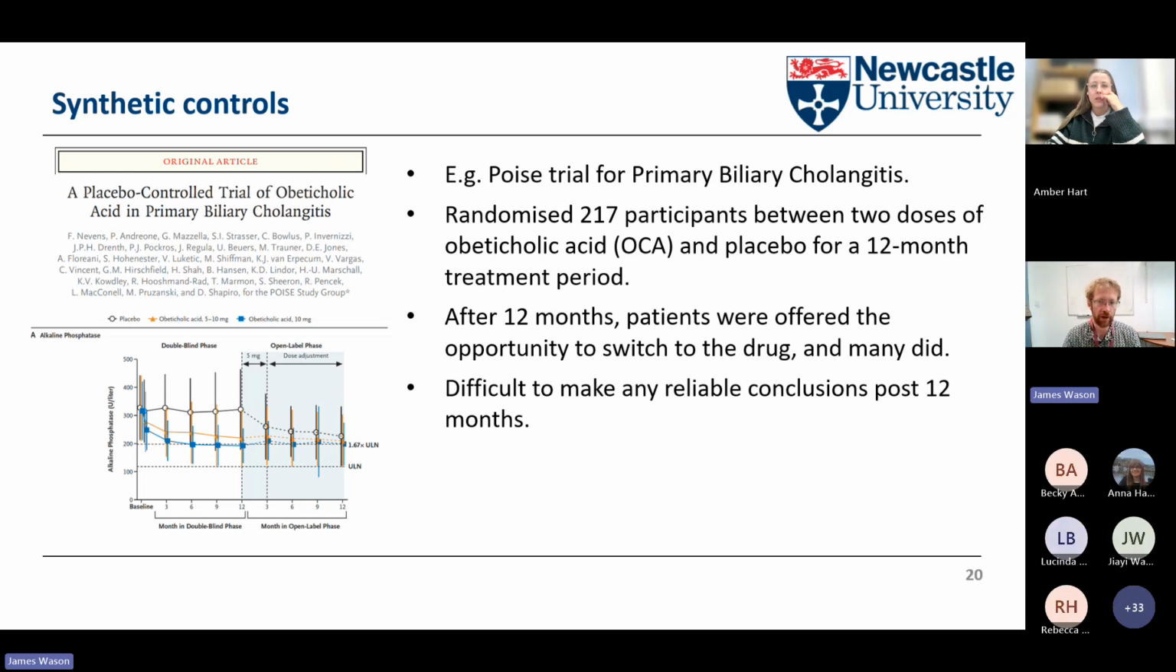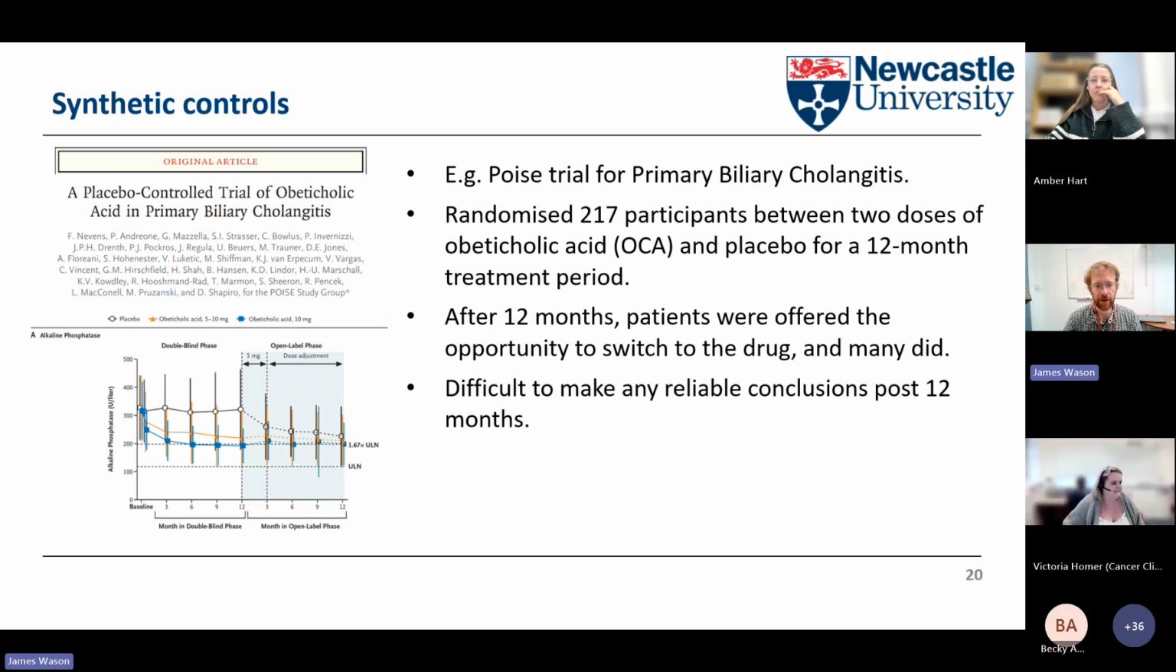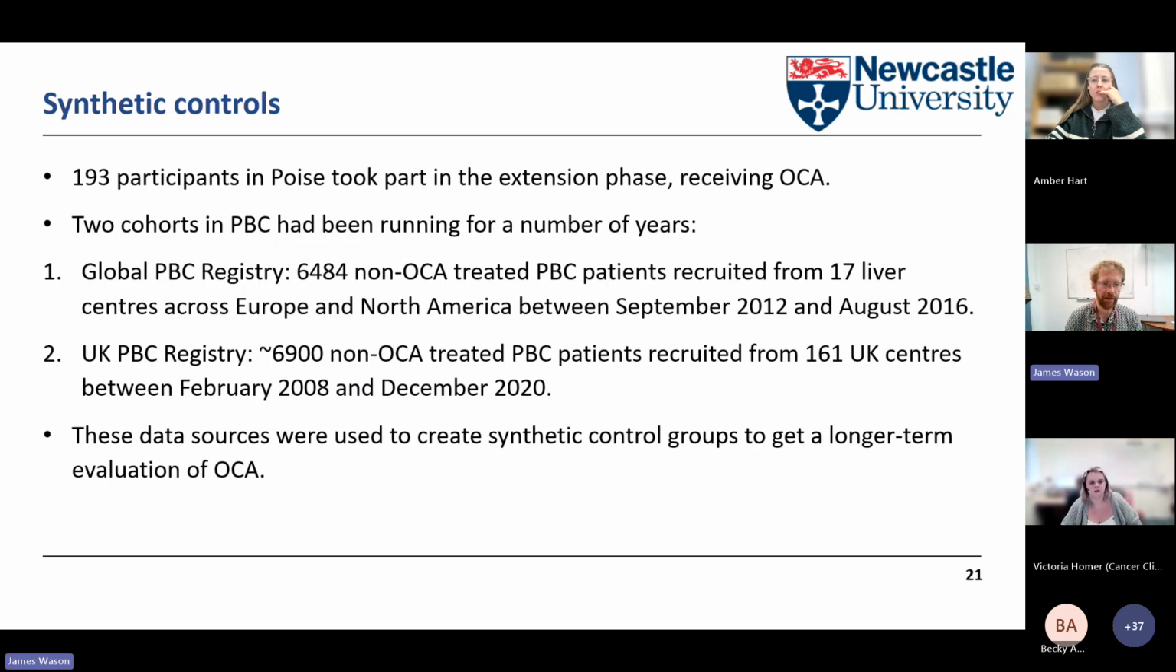So they had, I think, just under 200 patients who were followed up for a median time of 6.5 years, which is a really nice set of data, but it's not randomized anymore, and there's no reliable way to use that data to get an answer about the long-term effectiveness of the drug on the endpoint in this case, which is time until death or liver transplant. And that meant that they explored alternative approaches to get answers about that long-term effectiveness.